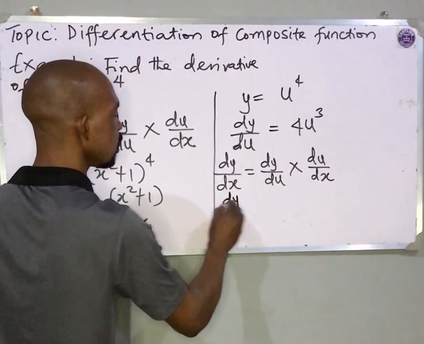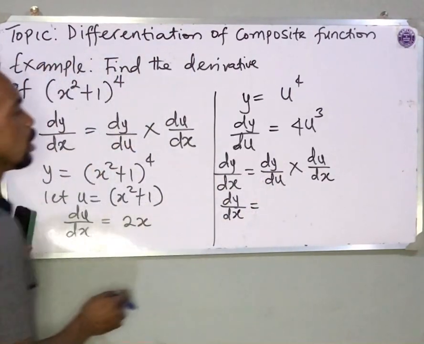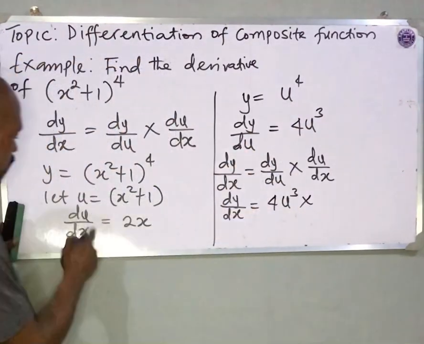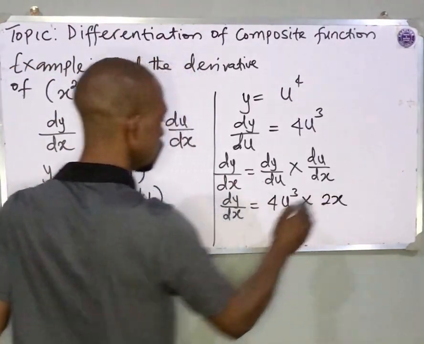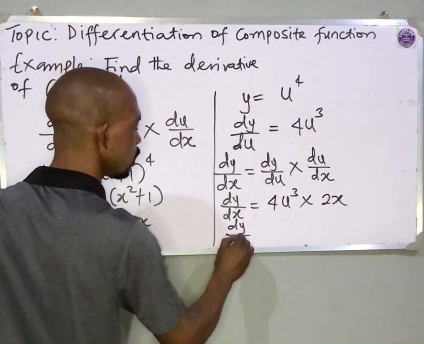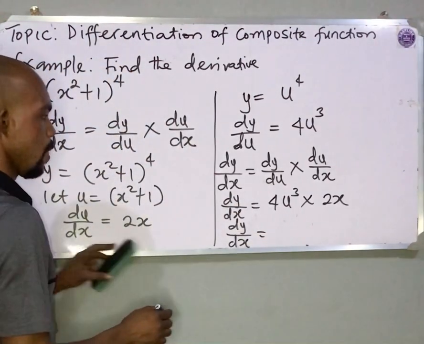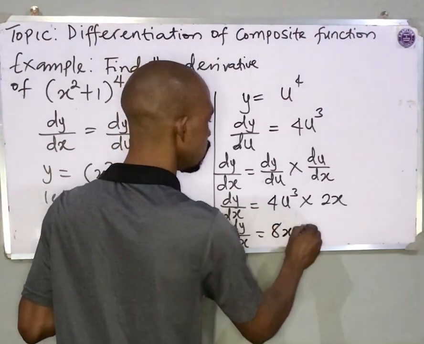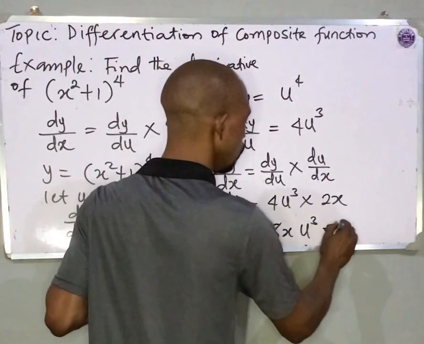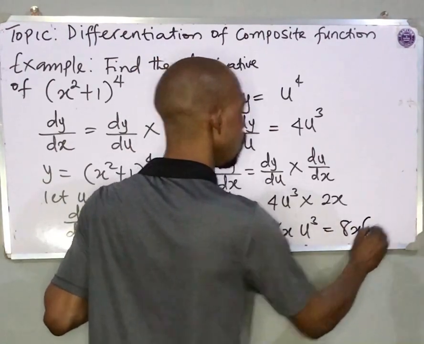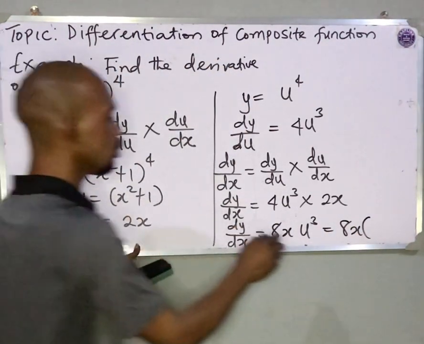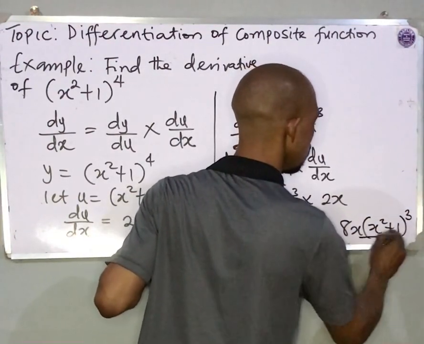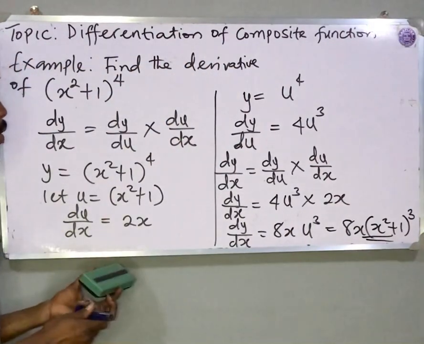Now I have dy over dx is equals to dy over du, of course, is 4u raised to power 3, times du over dx, which is 2x. So we have dy over dx to be equals to 8x u raised to power 3. So we put our u back, as from the beginning we said let u be x squared plus 1, all raised to power 3. And this is our dy over dx.